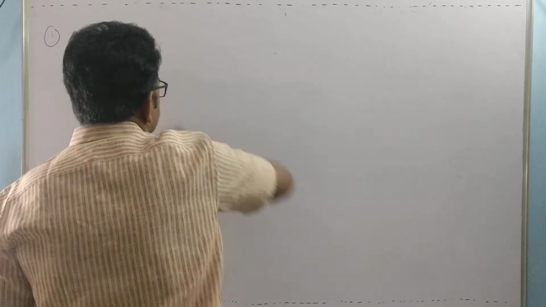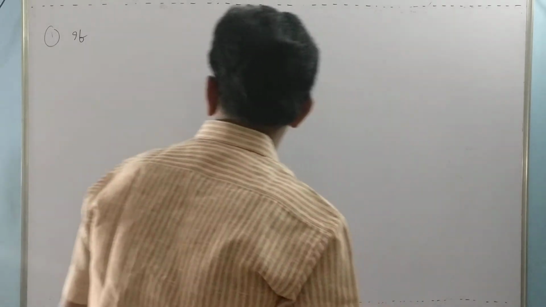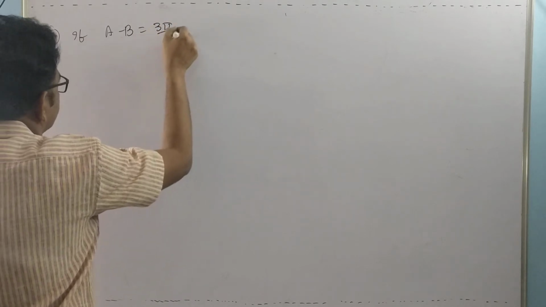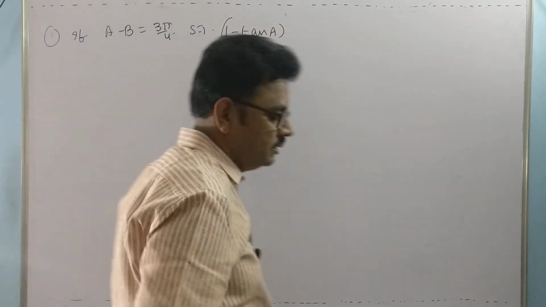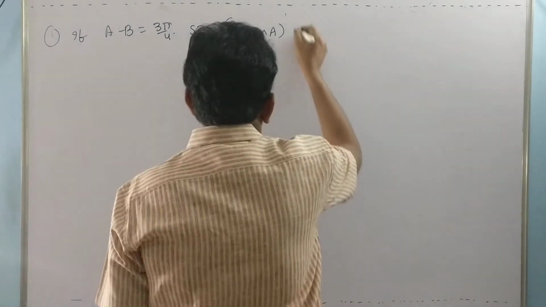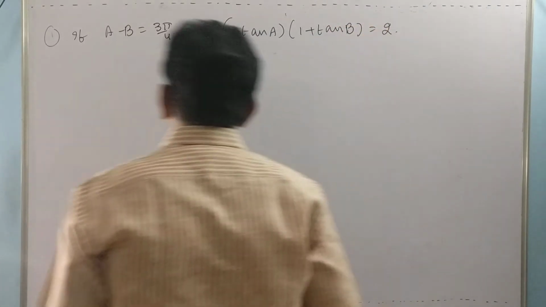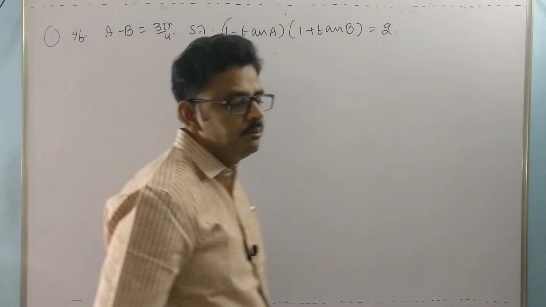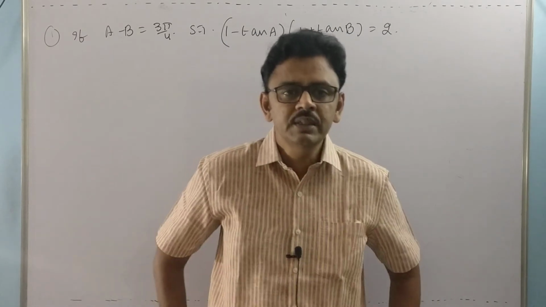Next problem, if a minus b equal to 3 pi by 4, then show that (1 minus tan a) into (1 plus tan b) is equal to 2. So this is also the same process. 3 pi by 4 means pi by 4 is 45 degrees. 3 pi by 4 is 3 into 45, which is equal to 135 degrees.